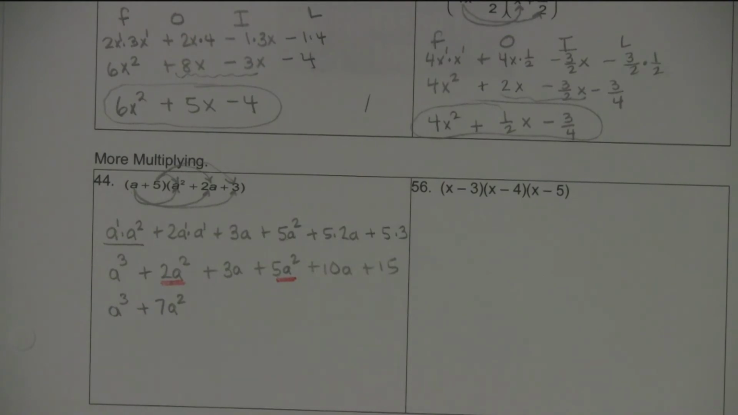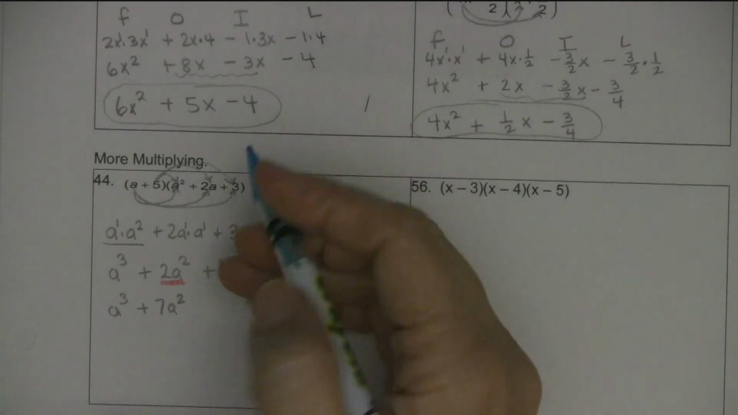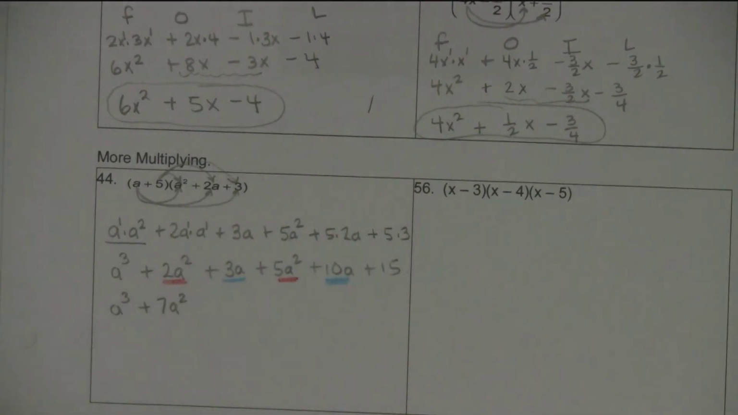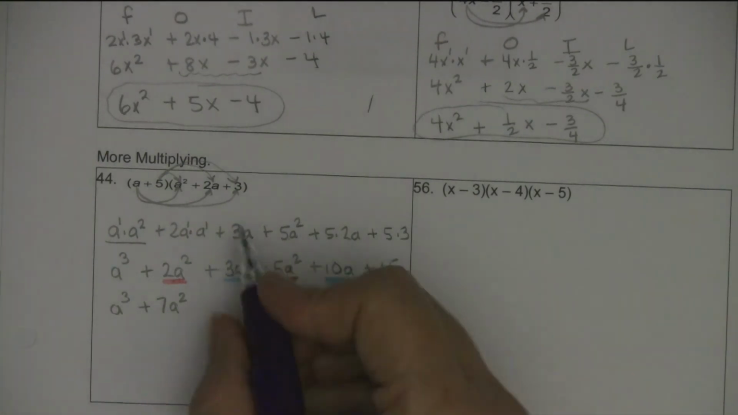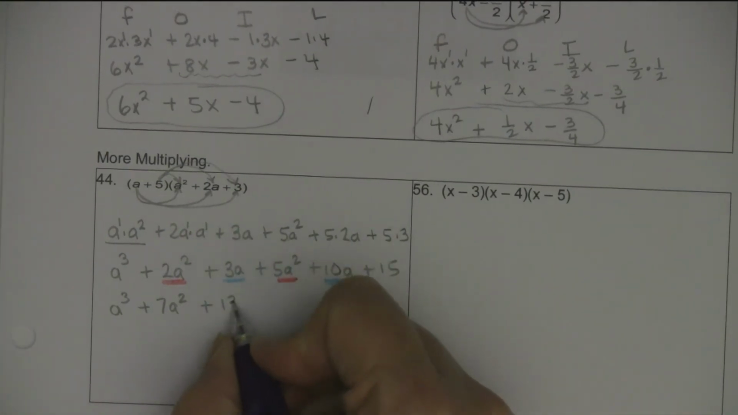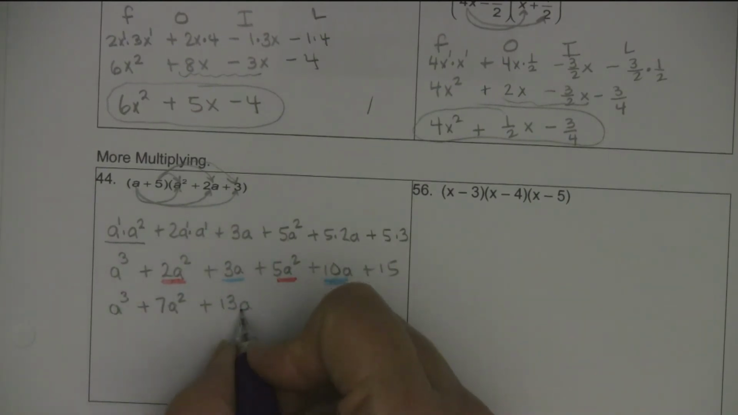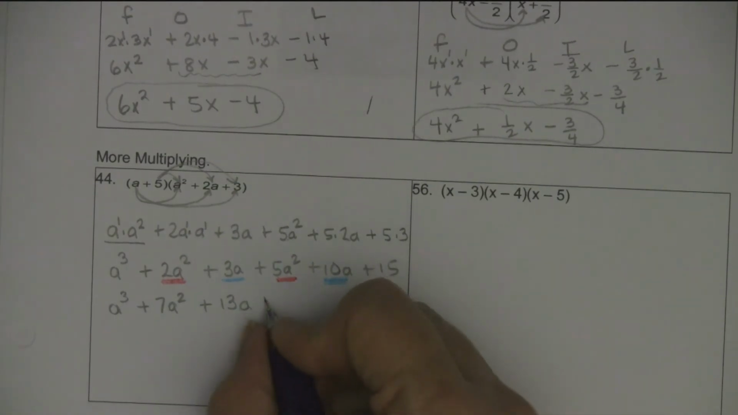But when you add things that are a to the second, you add their coefficients and attach the same variable part. 3a and 10a is 13a. So plus 13a. Notice I'm writing it in descending order. A to the third, a to the second, so degree 3, degree 2, degree 1. And then last but not least, plus 15.